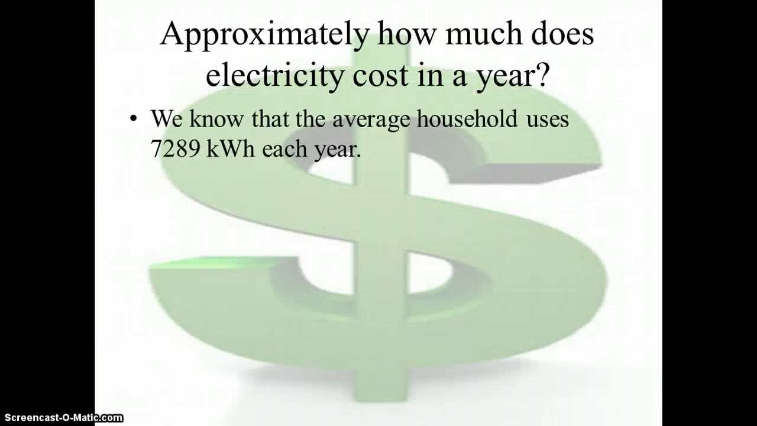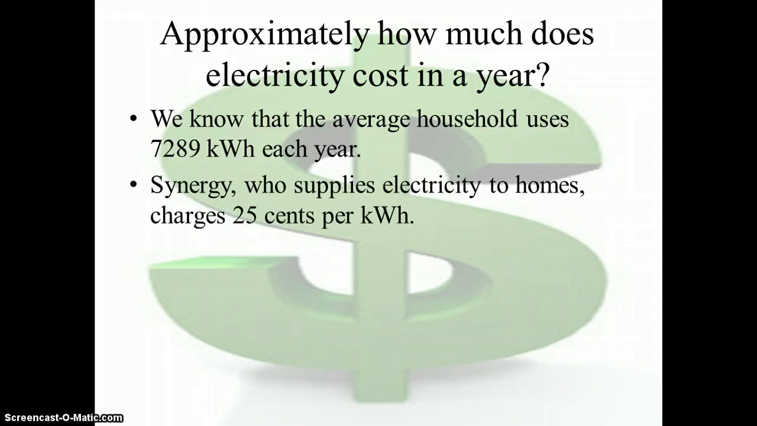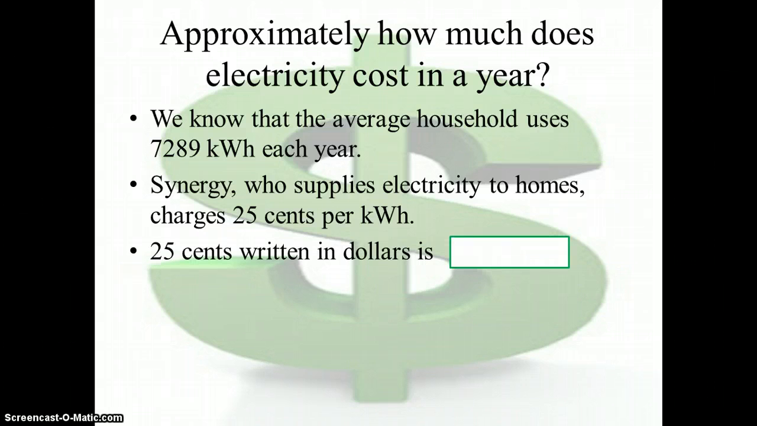So approximately how much does electricity cost in a year? So we know the average household uses 7289 kilowatts per year, and Synergy, who supplies electricity to homes in Perth, they charge 25 cents per kilowatt. So we're going to need to put those two together to work out what it costs. So firstly, you need the students to write down 25 cents in dollars, so that's 0.25.